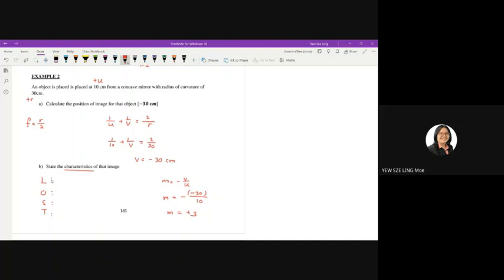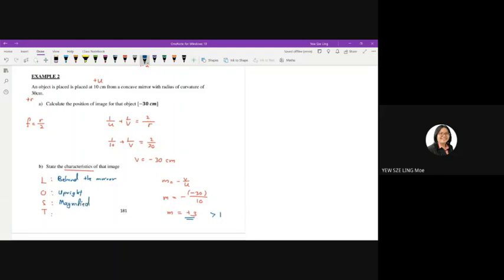So now how am I going to describe it? Okay, the location: because my V is negative, I have the image behind the mirror. And then orientation: well, I have a positive magnification, therefore it is upright. Okay, it is upright. How about the size? Well, if you look at this value, 3 is larger than 1. It's greater than 1, so it means that my image is magnified.